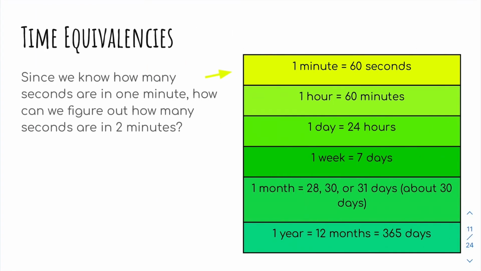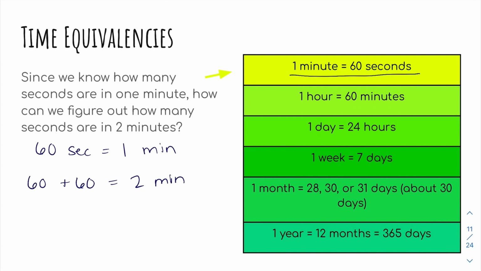Since we know how many seconds are in 1 minute, how can we figure out how many seconds are in 2 minutes? Well, if 60 seconds equals 1 minute, then I can simply add 60 plus 60 to get 2 minutes. 60 plus 60 is 120 seconds. So there are 120 seconds in 2 minutes.